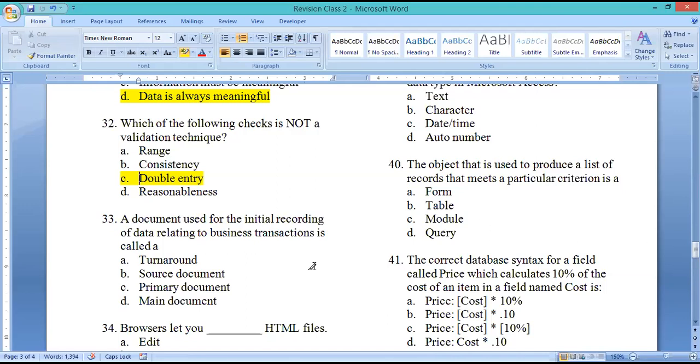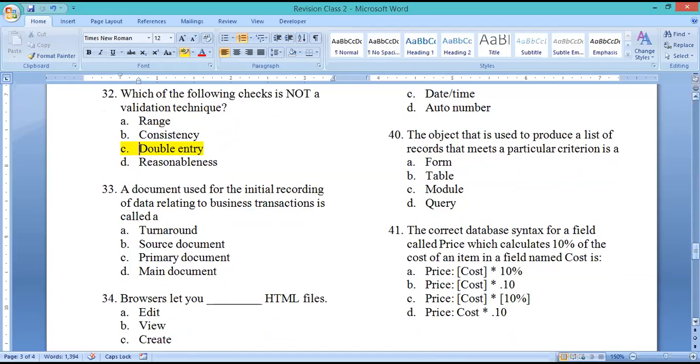A document used for the initial recording of data relating to business transactions is called. So when you were learning information processing, you learned about types of documents. You have turnaround documents, you have source documents. That basically gave you the two options that would be the answer. Anybody, somebody? Turnaround. Incorrect. So that means then that it's the first document.